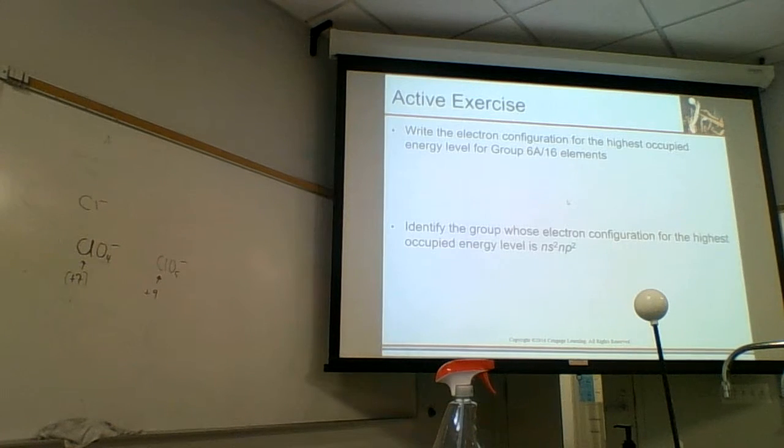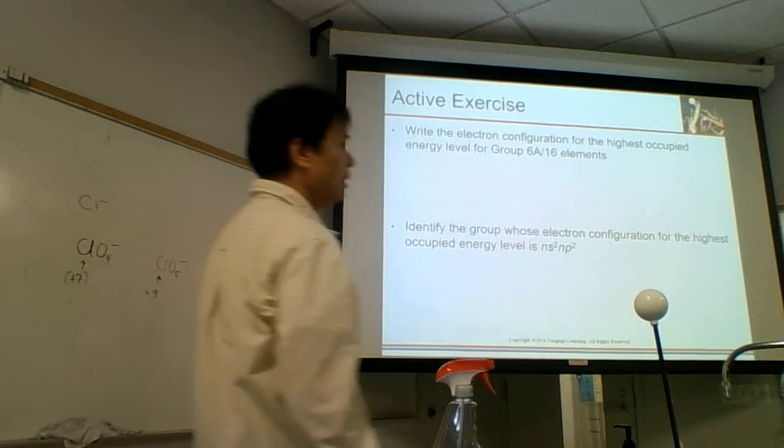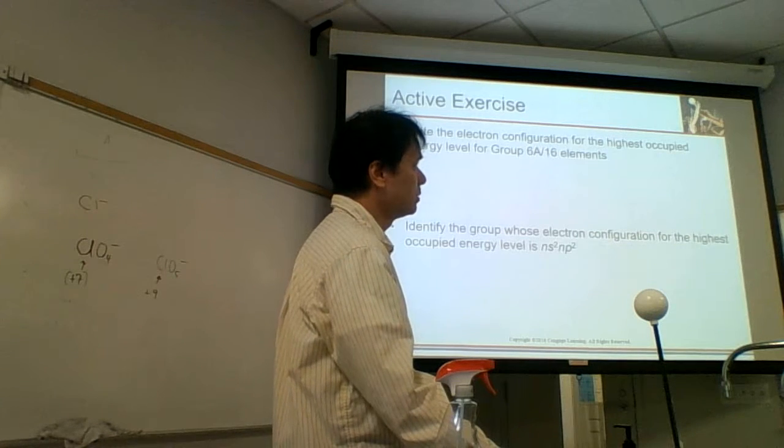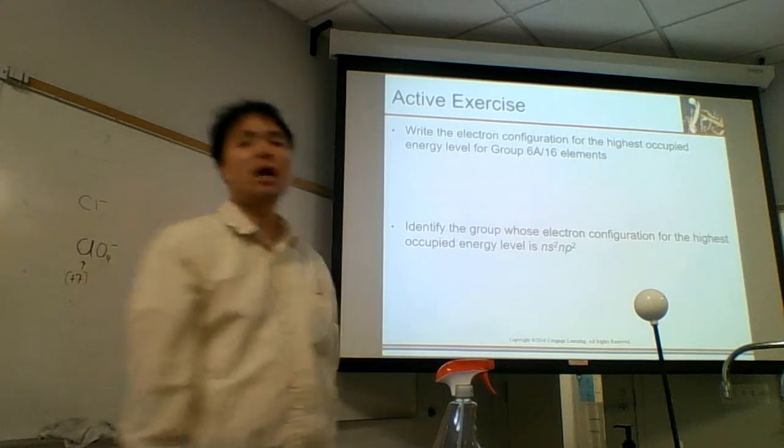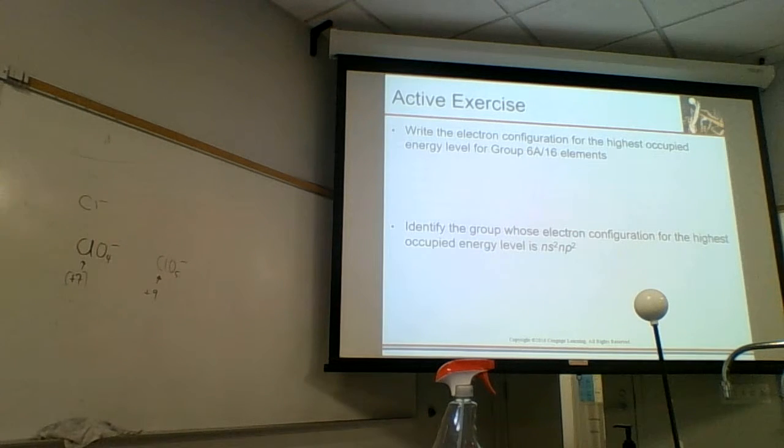Okay, write the electron configuration for the highest occupied energy level for group 6A, 16 elements. Write the electron configuration for the highest occupied energy level. For group 6A. Well, group 6A, what is that? It would be the oxygen group, 6A. And so the highest occupied would be the highest n. And the highest n, it depends on what element it is. So this question is a little bit ambiguous.